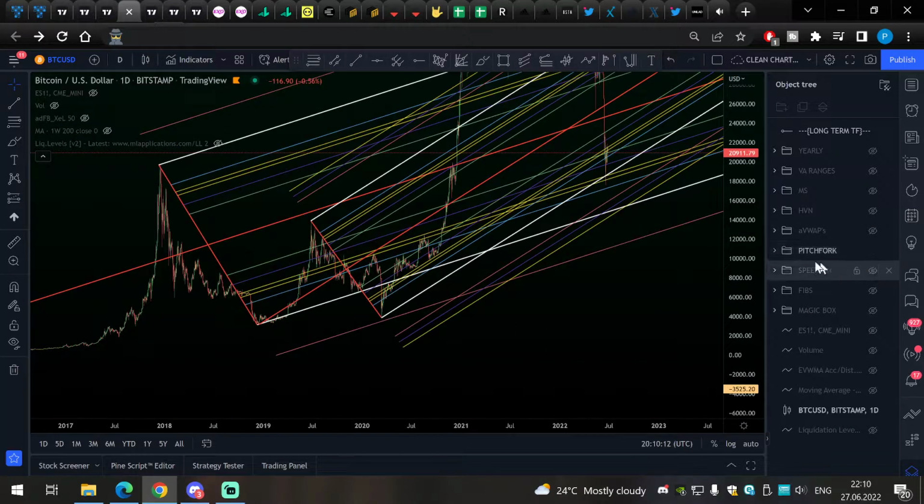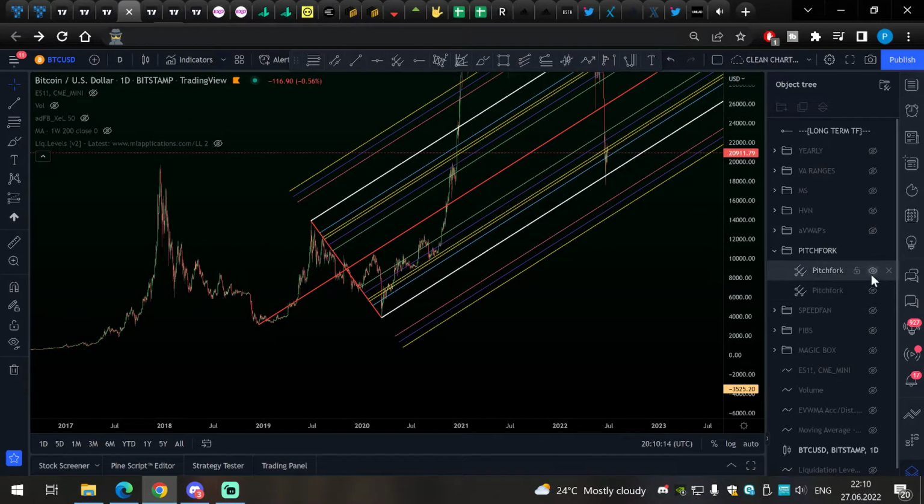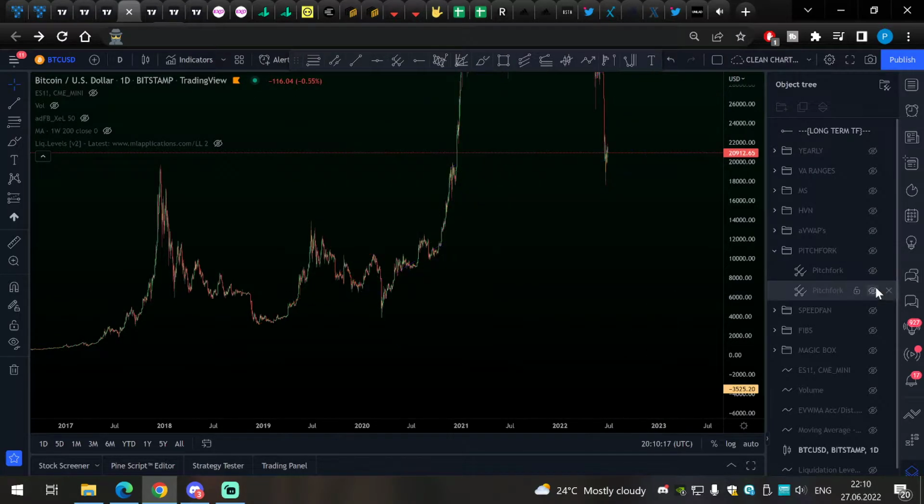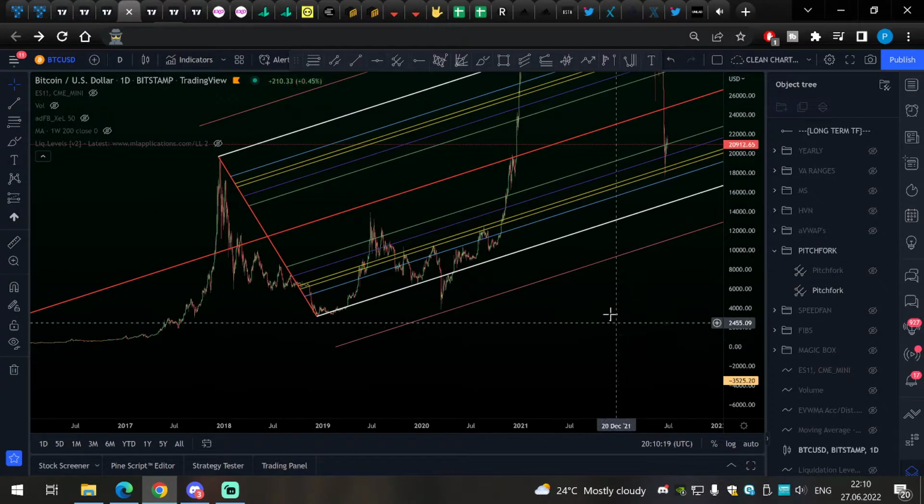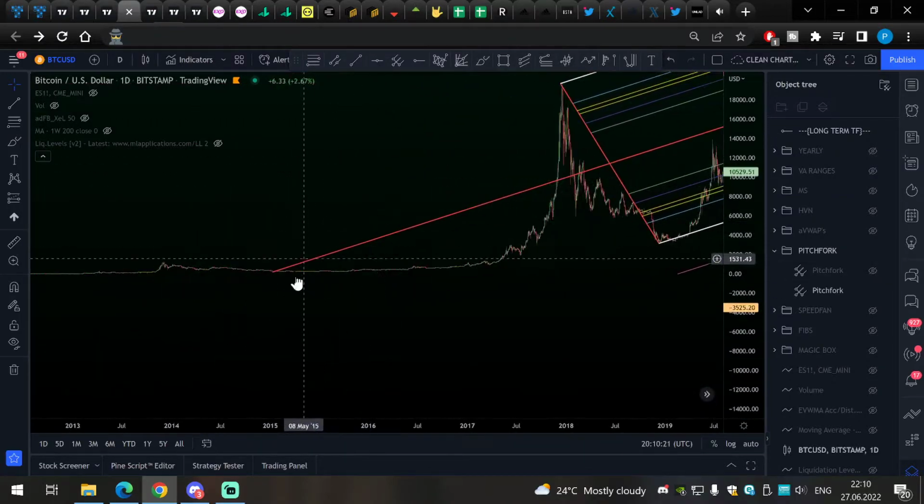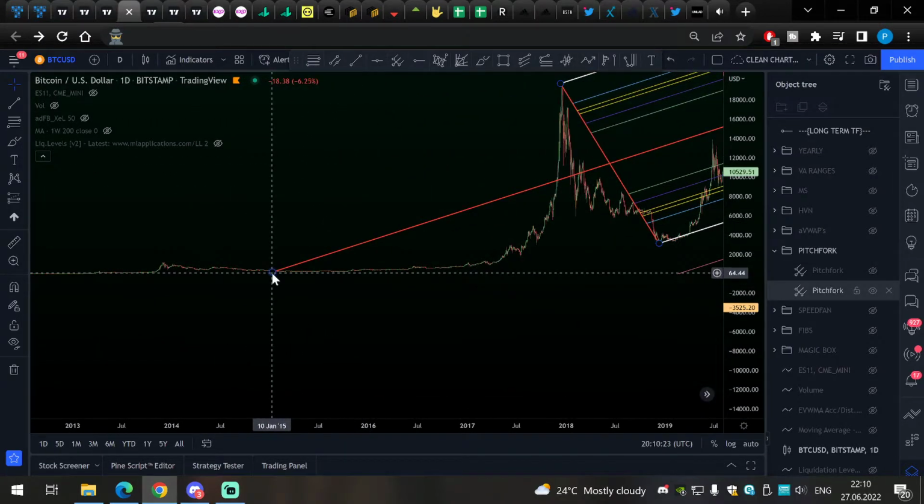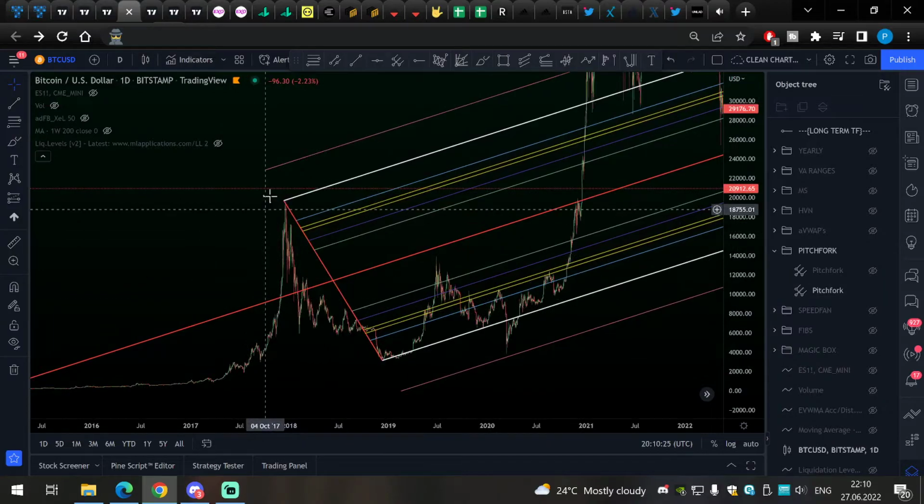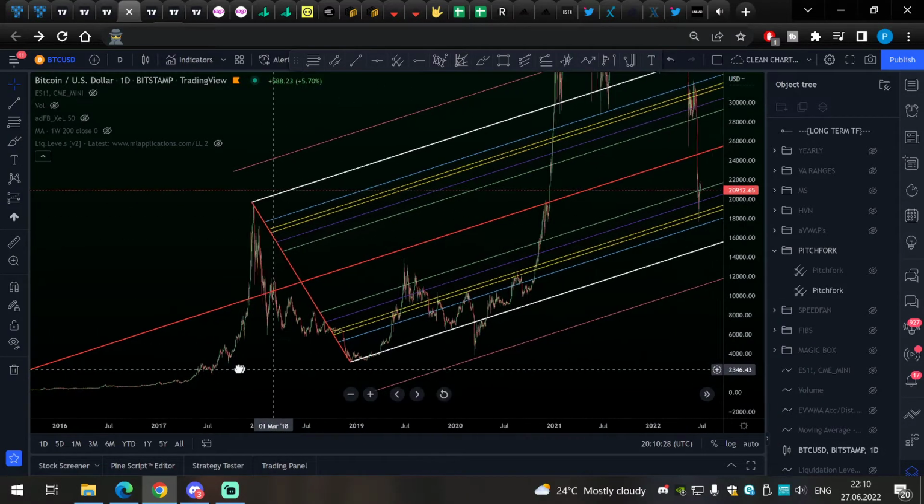And look at this, we have some nice pitchforks, yeah? Pitchforks are secondary confluence always for me, but the more long-term the pitchfork you use, the better. This one is from when? 2015 low anchor. So this one is measuring the current bull market.